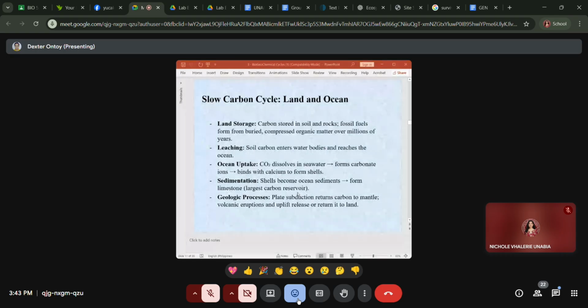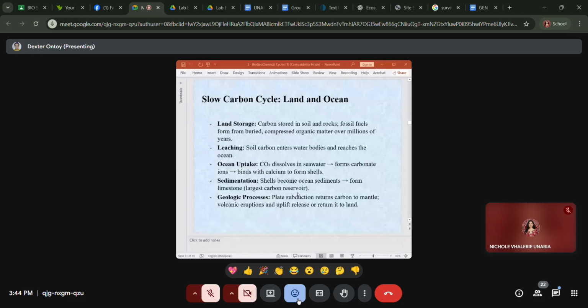And then you also have the concept of geologic processes. You have the plate subduction, which actually returns carbon into the mantle, no? When I say subduction, it is basically the movement of one tectonic plate beneath the other. Yeah, and when these are moving, there will be shaking, so we feel the earthquake. So that's movement of the plates, and that is part of the subduction. That's part of the processes. That's part of the carbon cycle itself too.